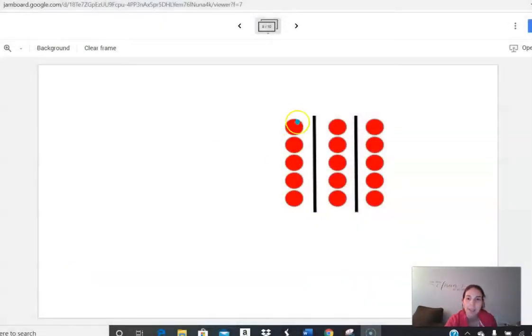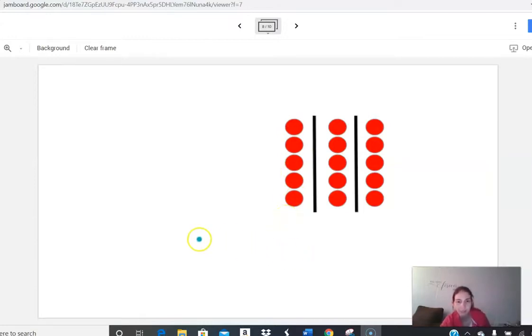Okay, so this one here, we have it set up in columns. This array has 3 columns. And we've put this line here in between the columns because that helps it look more organized, and it's easy to see that there are 3 equal columns there. And how many do you see in one column? 1, 2, 3, 4, 5. So there are 5 in each column.